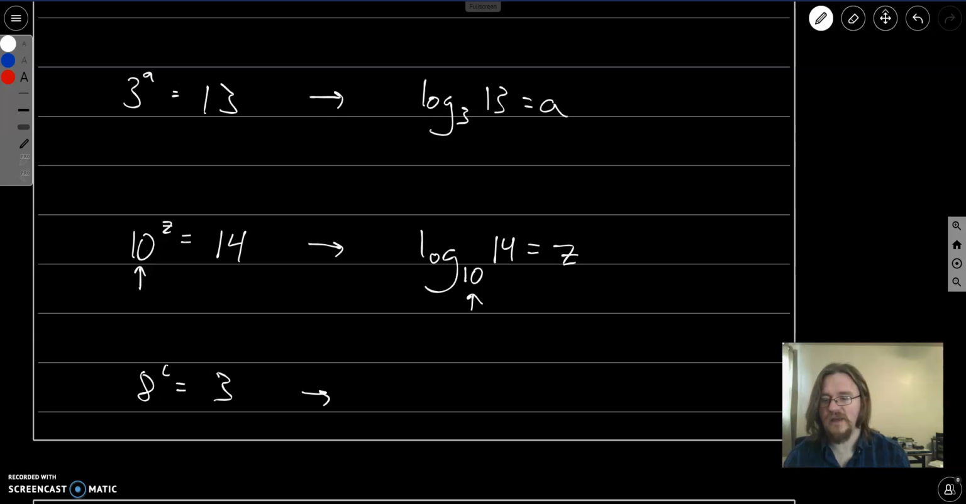And one final one, here I've got 8 to the c is equal to 3. So again, my base is 8, my exponent is c. So I'm going to take log base 8 of 3, and that's going to be equal to c.